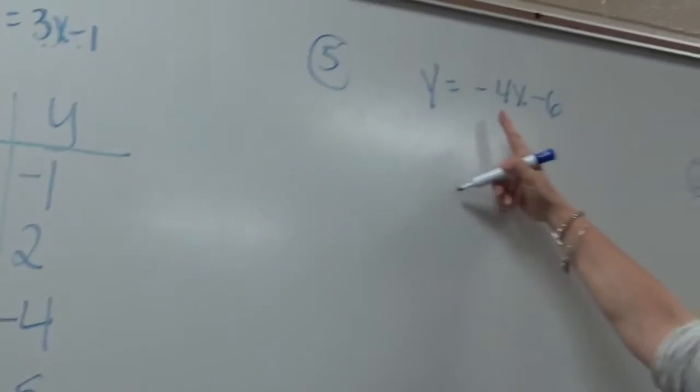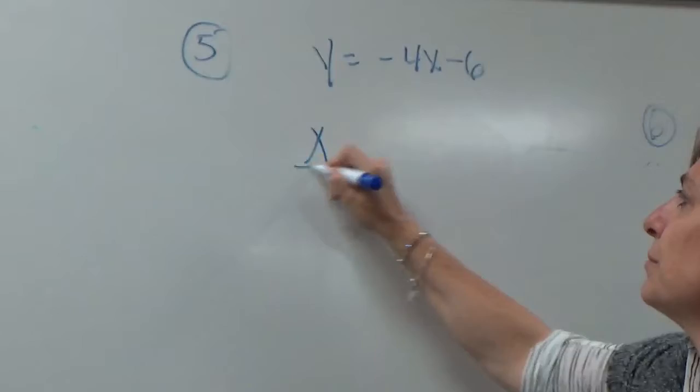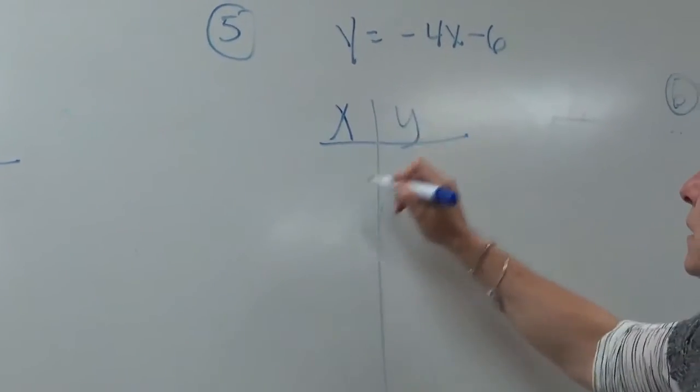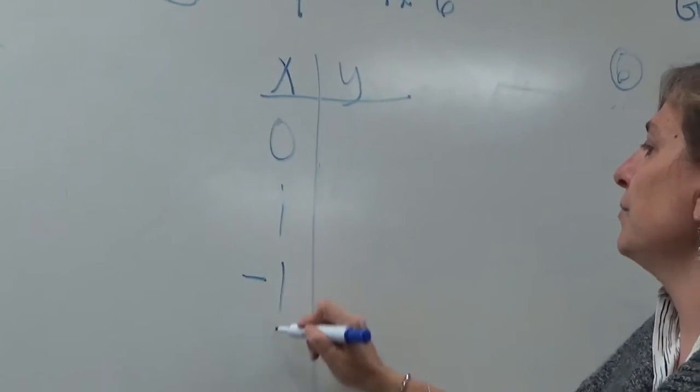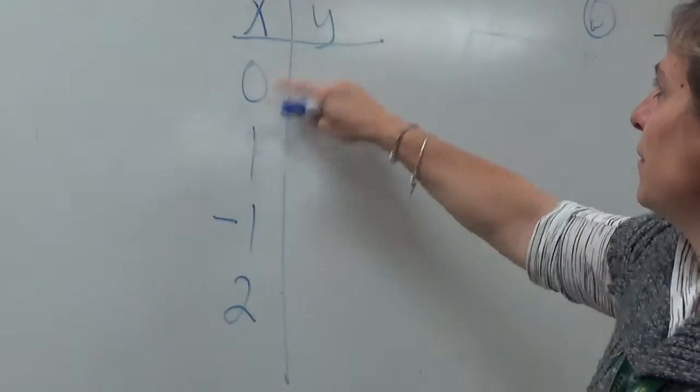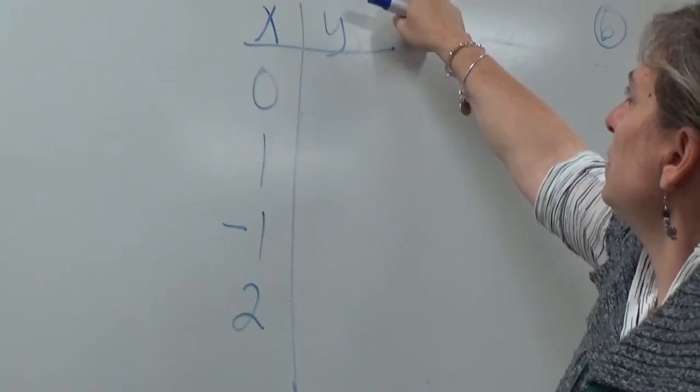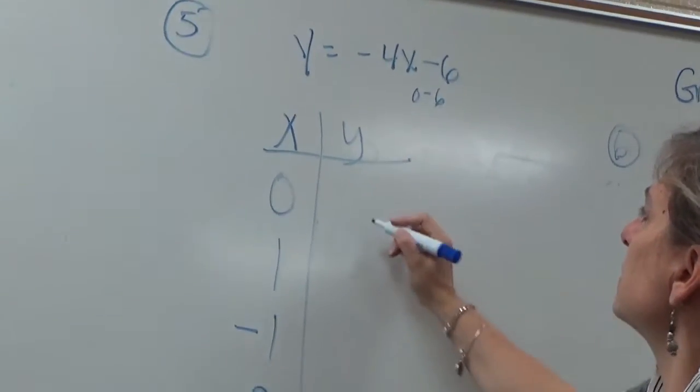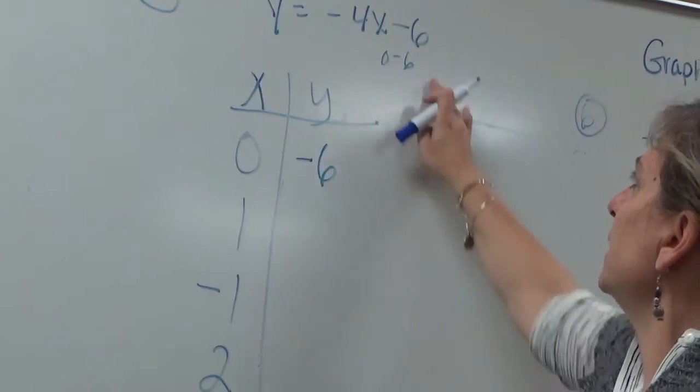Over here, now we have a negative and a negative, so I'm going to do my XY table. 0, 1, -1, 2. 0 times -4 is 0, so that becomes 0 minus 6, so I get -6 as my answer.